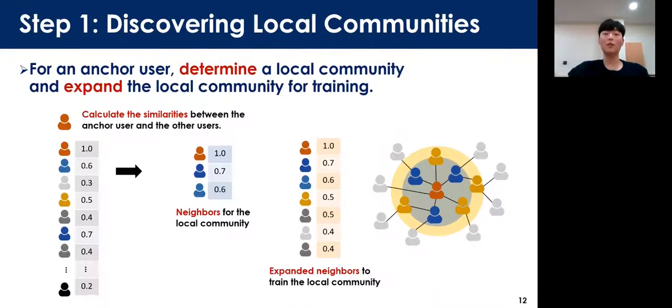So in step 1, we discover local communities for an anchor user. First, we calculate the similarity between the anchor user and all the others. And we determine a local community with users whose similarity is relatively high. After that, we expand the community for training the local model by lowering the similarity threshold.